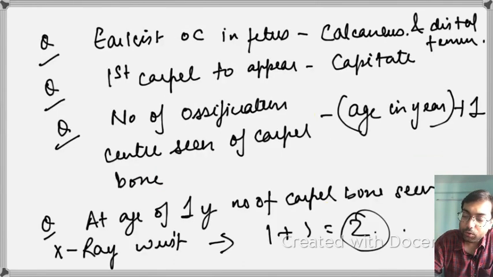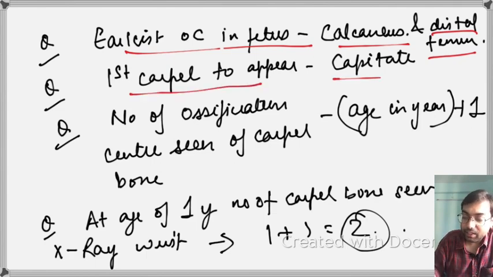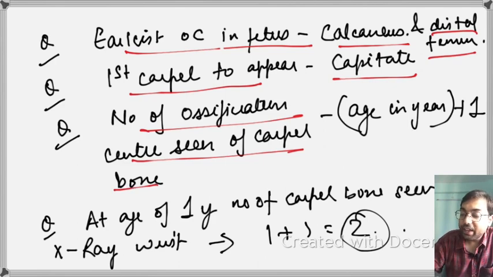So these are some MCQs which are commonly asked. Earliest ossification center to appear, and I told you before, is calcaneus or distal femur. And the first carpal bone to appear is the capitate. The number of ossification centers seen of carpal bones is age in years plus 1.